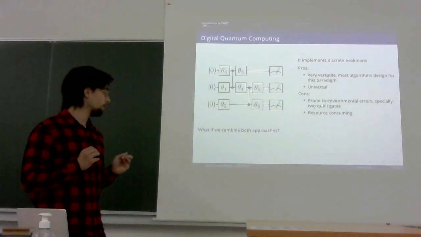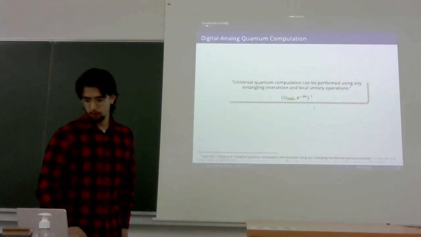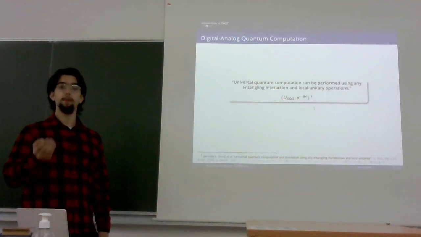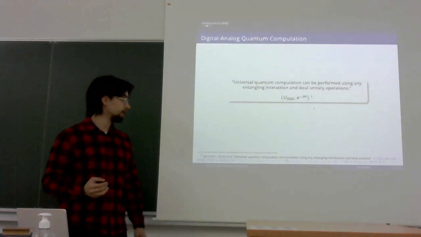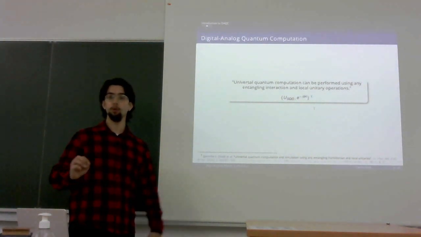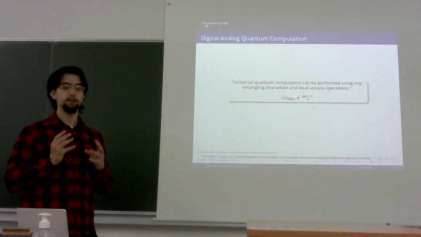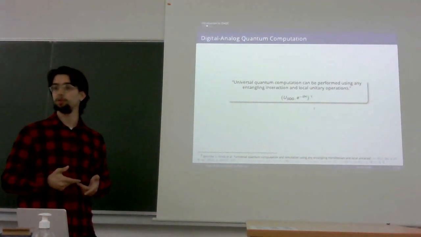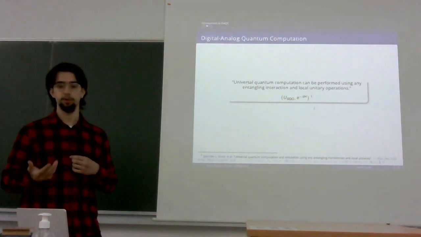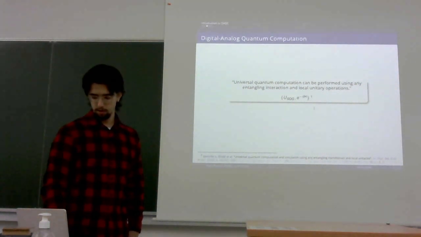But what happens if we combine both? If we combine both, we can get universality back again by implementing entangling operations with single qubit gates. And also, we are going to have a more robust paradigm because we're implementing natural quantum systems in our quantum computation.